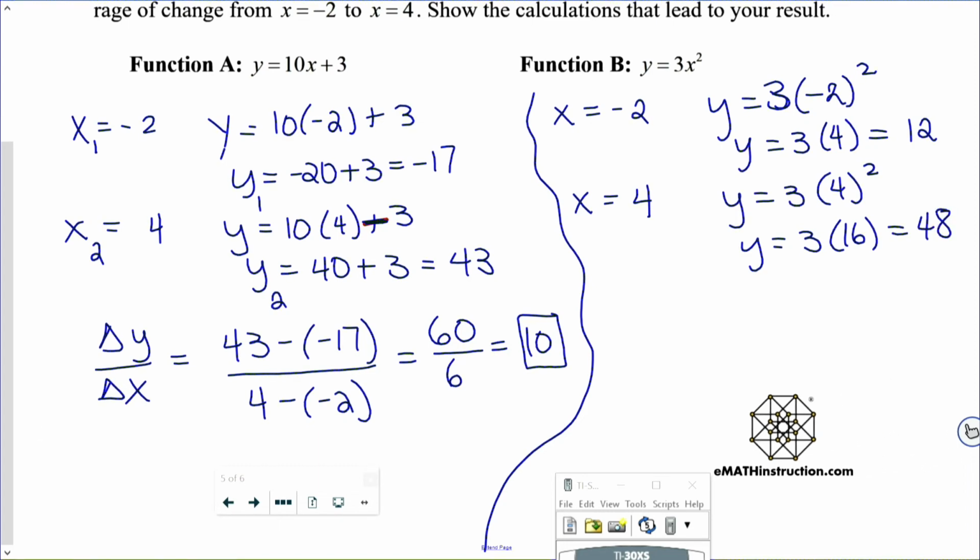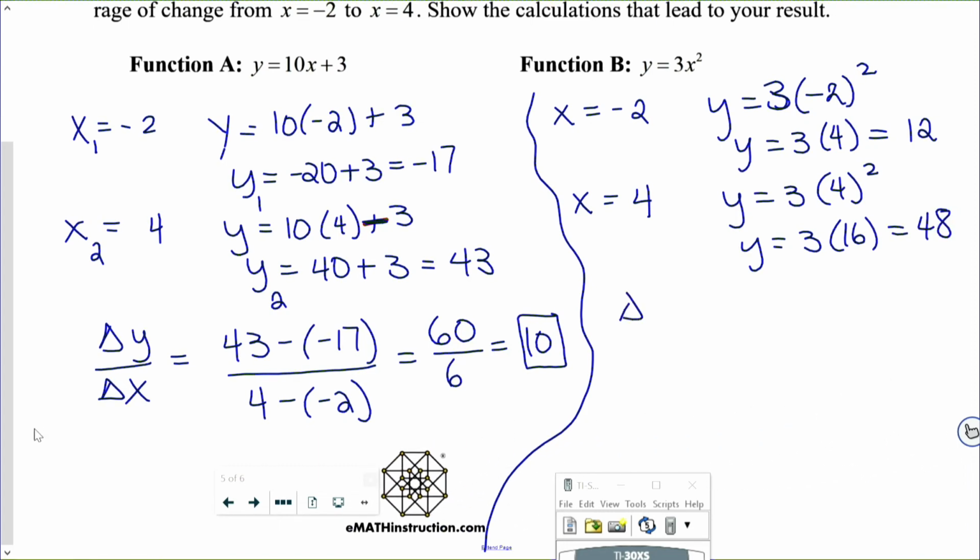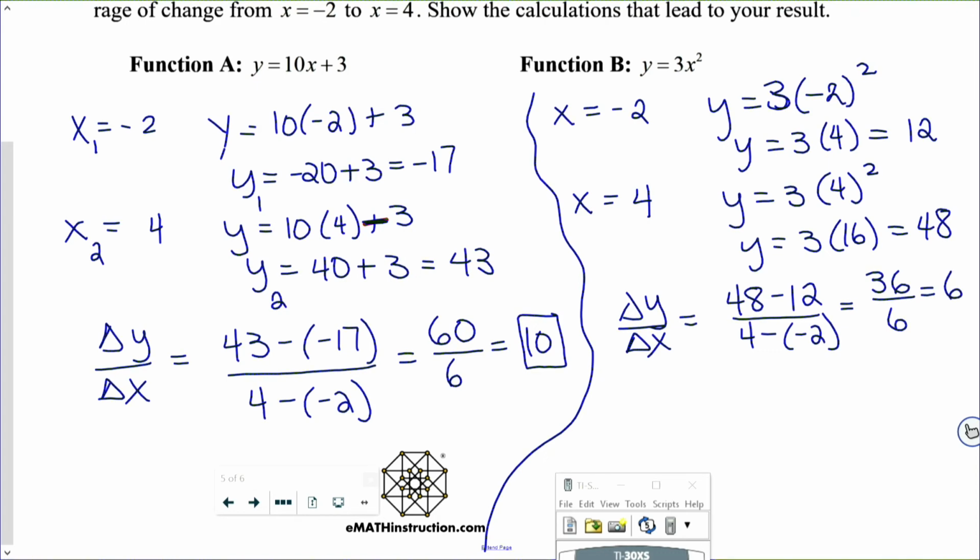All right, now we can calculate our change in y divided by change in x. That's going to be 48 minus 12 divided by 4 minus negative 2. 48 minus 12 is going to be 36. 4 minus negative 2 is still positive 6, and 36 divided by 6 is 6.